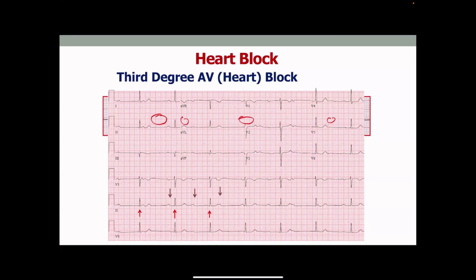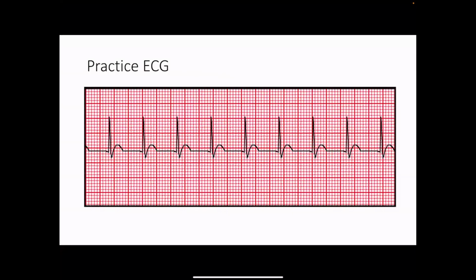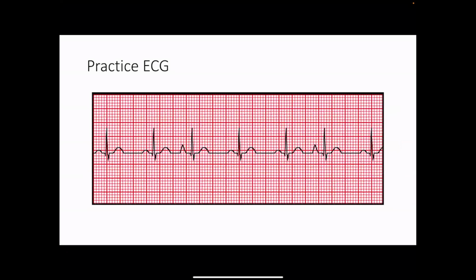Okay, what about this one? This is junctional tachy. Yes, exactly. There's no P wave, and the heart rate is 60, wait, no, it's more than 100, right? Because it's 2.5 squares, so it's junctional tachycardia. The biggest giveaway is there's no P, okay? What about this one?